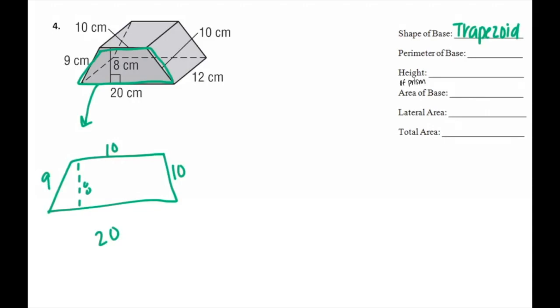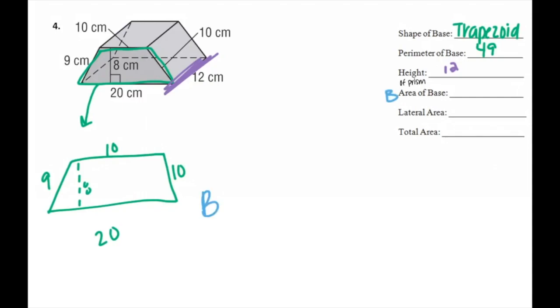Okay, so the perimeter, I drew it bigger. The perimeter is 49. The height of the prism. Now, key thing. The height of the prism is not 8. We're not talking about the height of the base. We're not talking about the height of the trapezoid. We're talking about the height of the prism. The height of the prism is the distance between the bases here. It's 12.